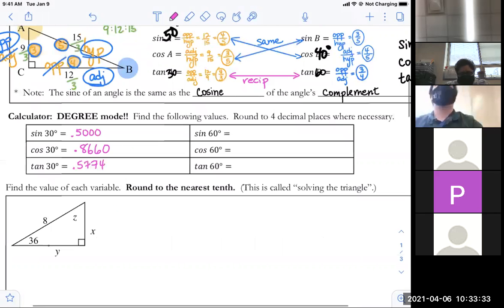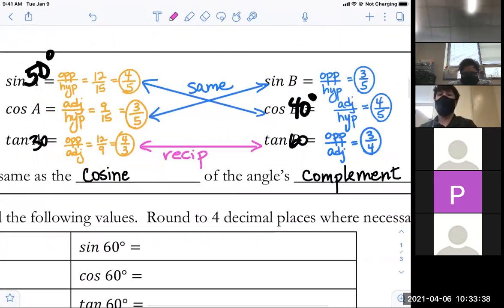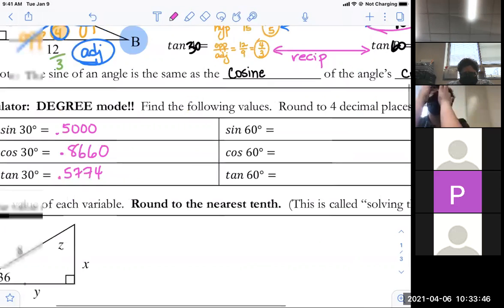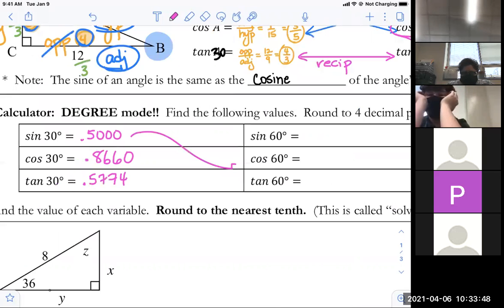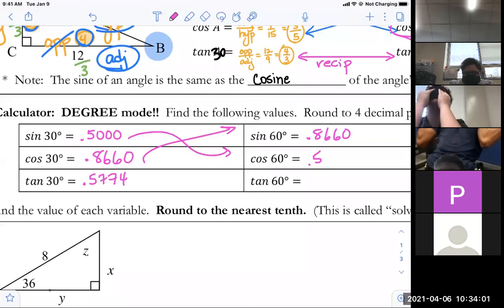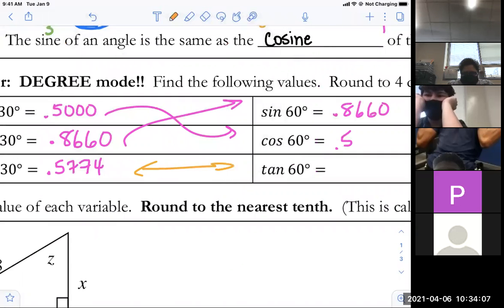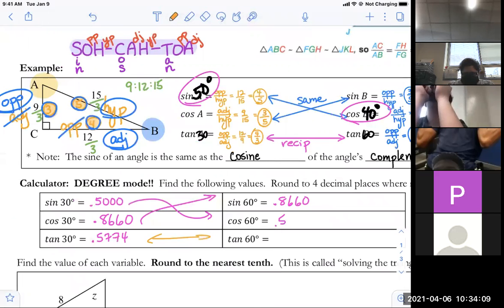Okay, do you remember that we talked about how when you're looking at complementary angles, if you have 50 degrees, sine of 50 is the same as the cosine of 40. So sine of 30 would be the same as the cosine of 60. So that should also be 0.5. And then cosine 30 should be the same as the sine of 60, 0.8660. Now for tangent 30 and tangent 60, how were these two numbers related to each other? Look at the table. They're flipped. They're reciprocals.